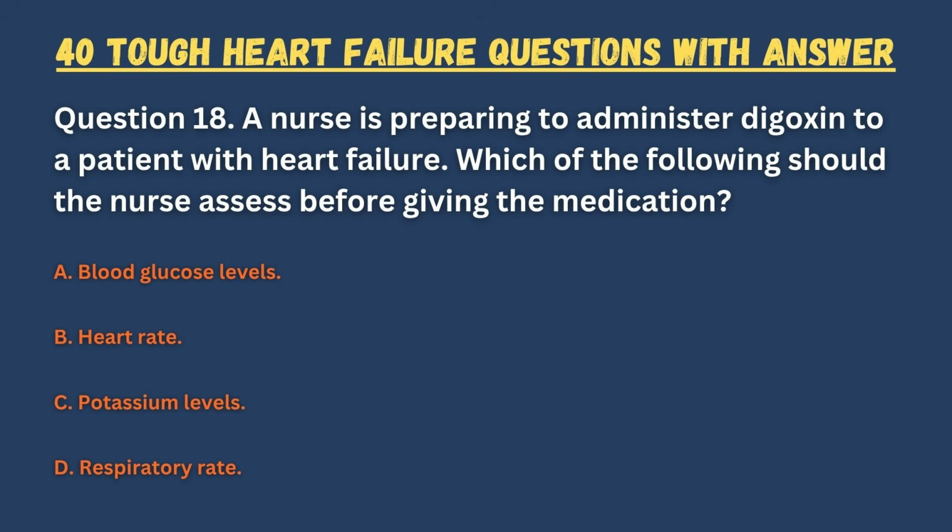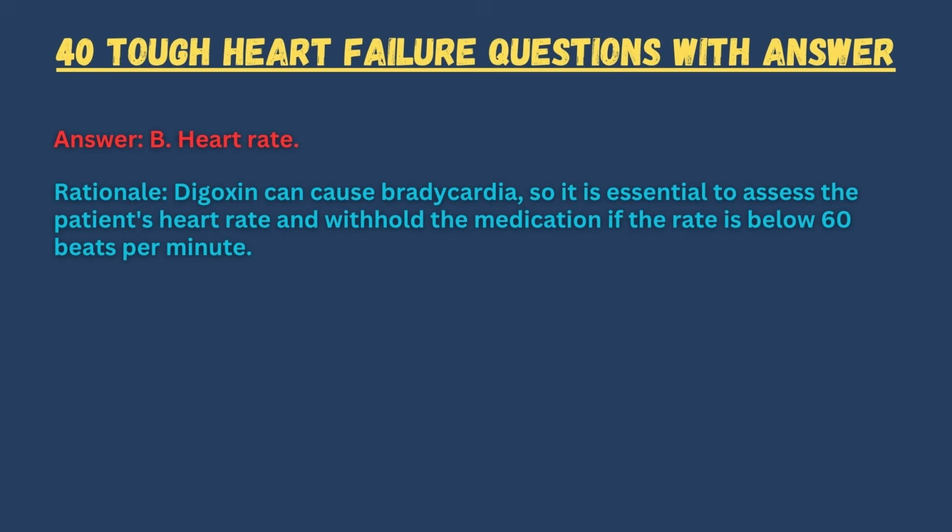Question 18. A nurse is preparing to administer digoxin to a patient with heart failure. Which of the following should the nurse assess before giving the medication? A. Blood glucose levels. B. Heart rate. C. Potassium levels. D. Respiratory rate. Answer: B. Heart rate. Rationale: digoxin can cause bradycardia, so it is essential to assess the patient's heart rate and withhold the medication if the rate is below 60 beats per minute.